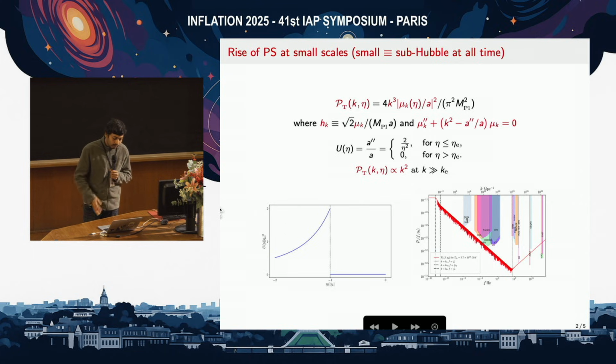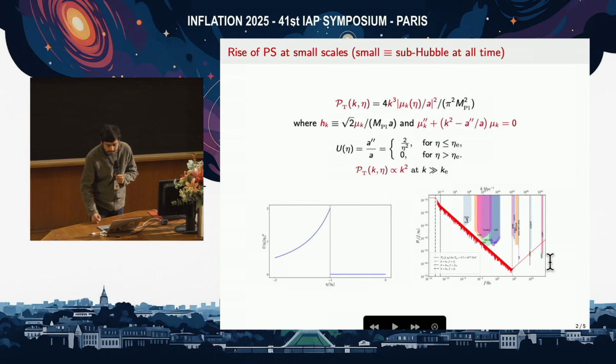As we all know, it goes as k cubed times mod mu squared, where mu is the Mukhanov-Sasaki variable, which follows the Mukhanov-Sasaki equation with the effective potential of A double prime by A. So if we start with de Sitter inflation, and go directly into the radiation domination phase, then the effective potential looks like this, and the power spectrum has a k-squared growth at small scales.